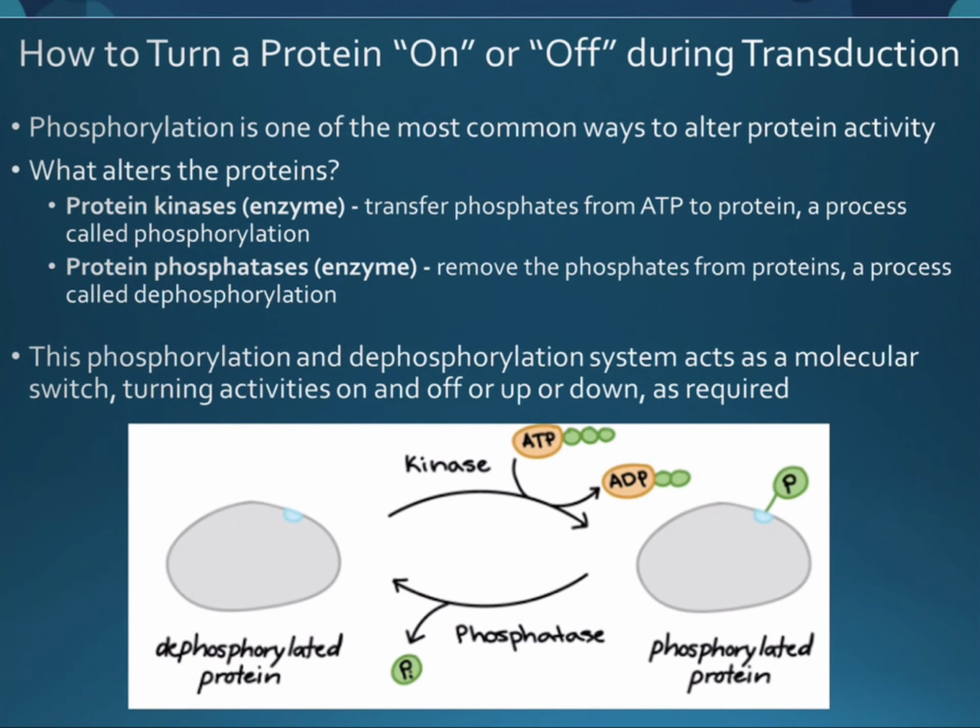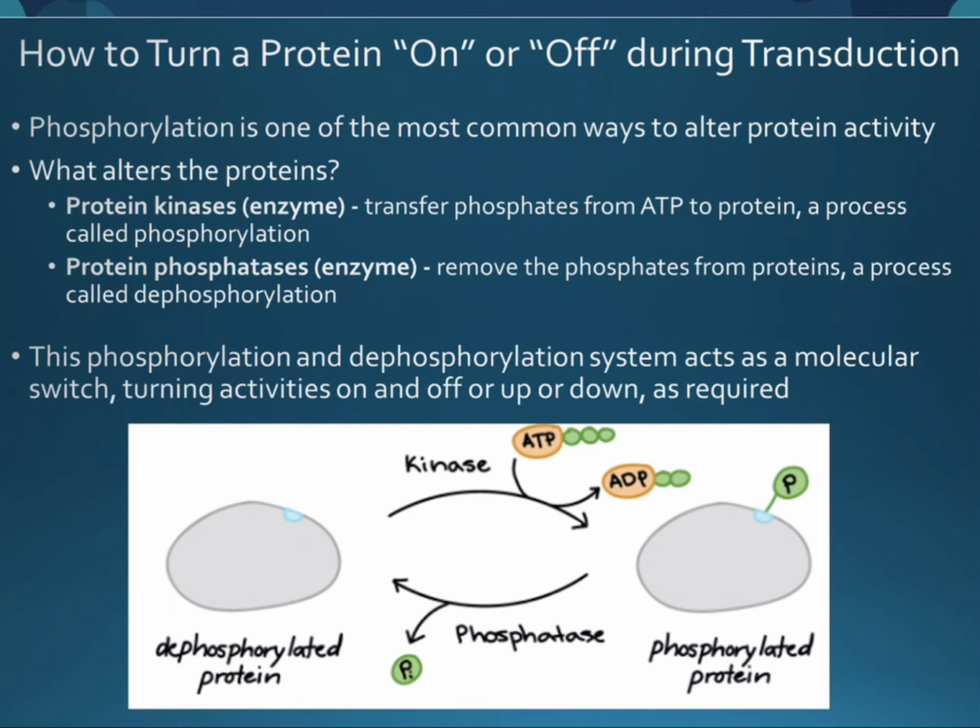So how to turn a protein on or off during transduction. That has a lot to do with phosphorylation, which we've talked about this already. Phosphorylation is one of the most common ways to alter protein activity. So what's going to alter those proteins? Going to be protein kinases, which are enzymes.